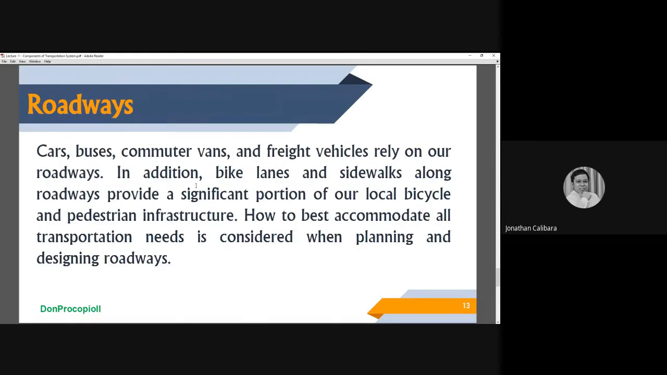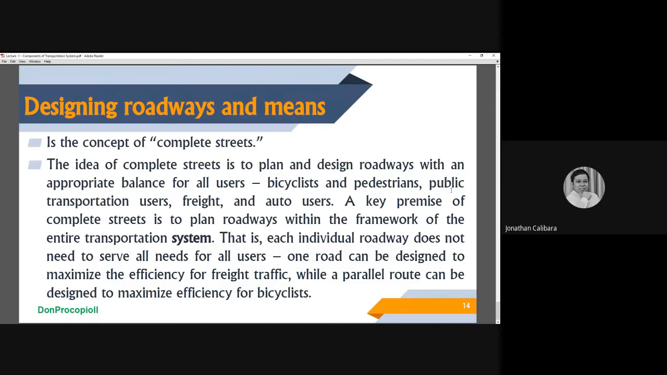to have safer travel or safer transportation provided by the company. Next is the roadway. So it's cars, buses, feeder vans, but we rely on roadways.